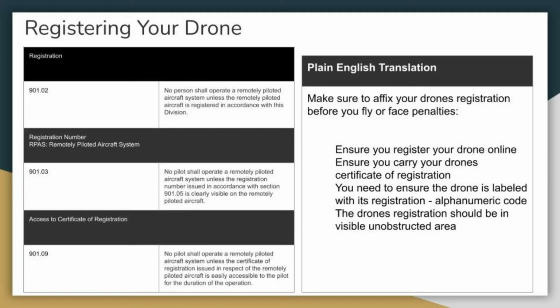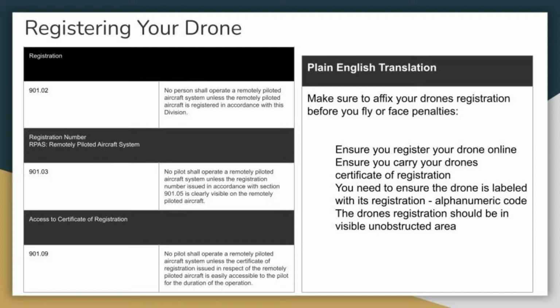So what they're trying to tell you here is make sure to fix your drone registration before you fly or face penalties. This means ensure your drone is registered online, ensure you carry your drone certificate of registration, and you need to ensure the drone is labeled with its registration, an alphanumeric code. The drone registration should be visible and non-obstructed.